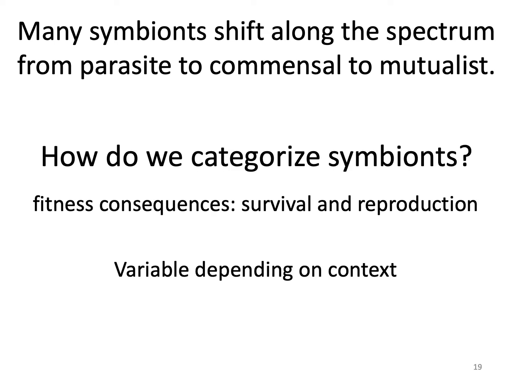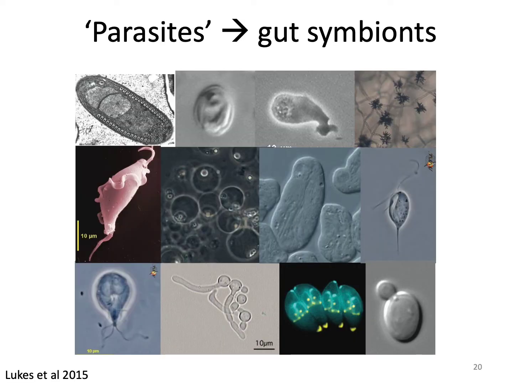So the fitness consequences in terms of survival and reproduction are how we categorize symbionts into the mutualist, parasite, commensal spectrum, but as I'll emphasize again and again, those labels must be applied in a more fluid manner than we typically do. So a given organism is rarely going to be one type of thing in all cases. And so myself and others have argued that we should consider the eukaryotes in our guts as gut symbionts rather than as strictly parasites and organisms that should be removed.